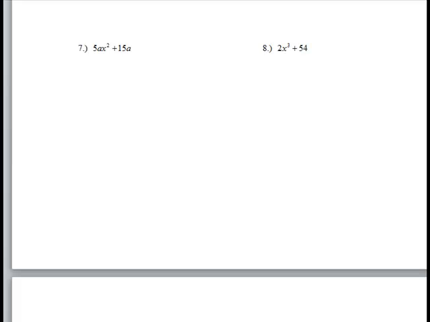Number 7. 5a squared plus 15a. It's in standard form. We do have a greatest common factor, 5a. We factor it out. It leaves us 5a times a squared plus 3. Still a binomial where the first term's a perfect square, but the second term 3 is not, so it cannot be factored any further. Once again, we're done at this point. It's completely factored.